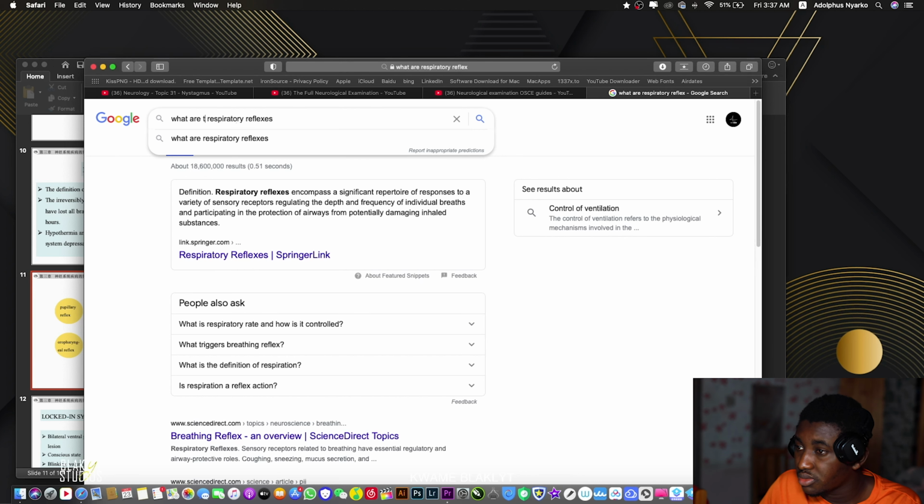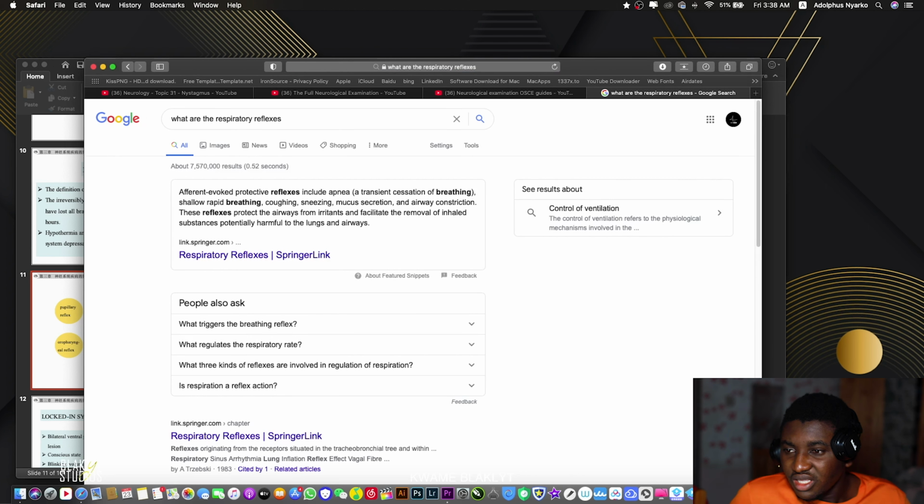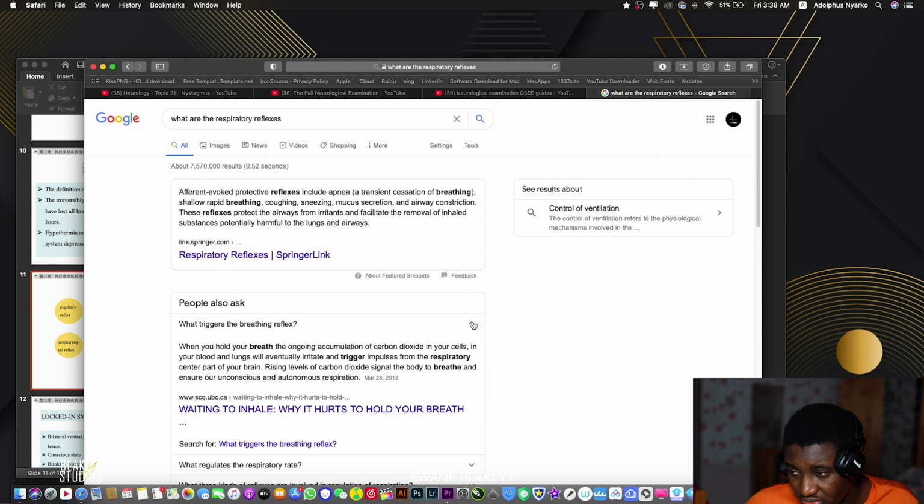What are the respiratory reflexes? Cessation of breathing, shallow rapid breathing, coughing, sneezing, mucus secretion, and airway constriction. These reflexes protect the airways from irritants and facilitate the removal of inhaled substances potentially harmful to the lungs and airways. So basically, that's what respiratory reflexes are. You get mucus secretion, airway constriction, coughing, sneezing, rapid and shallow breathing, or cessation of breathing.